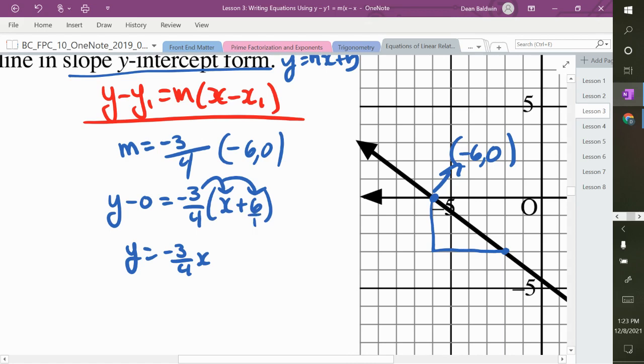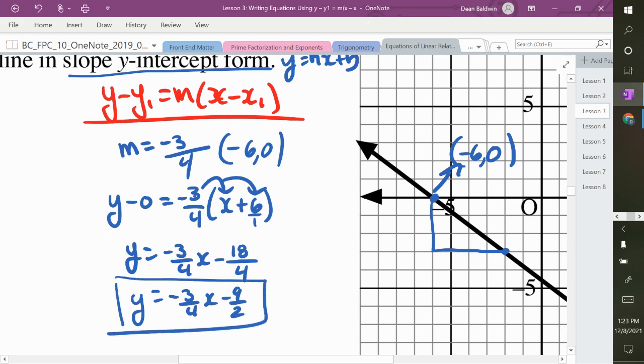So if I have a whole number, you can pretend it's over 1. And negative 3 times 6, what's that? Negative 18. 4 times 1 is 4. Can I reduce 18 over 4? What goes into 18 and 4? Yeah. 2 goes into both, so you get 9 over 2. All right. Does that make sense?